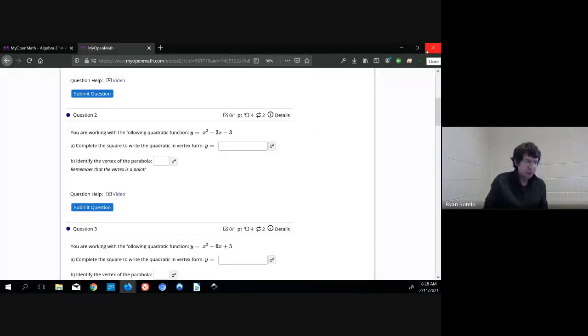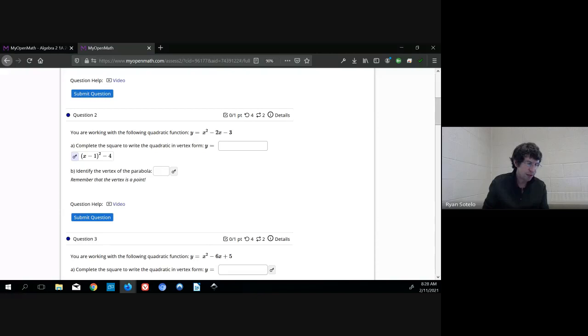All right, so for this one, you'll see that we have half of the 2 to make the perfect square. And then we have to subtract 1. And so minus 1 and minus 3 make the minus 4. There's our vertex form. Notice they already have the y equals, so you don't have to put that in your answer. Identify the vertex of the parabola. Well, it's the opposite of this, 1 comma negative 4.